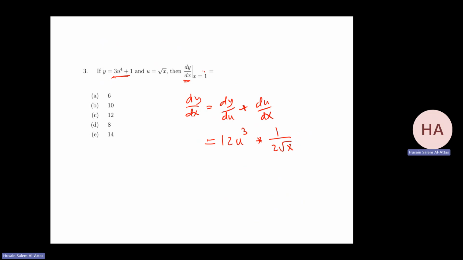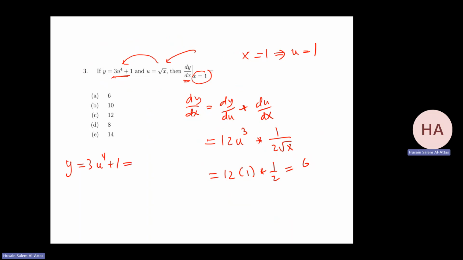So x equals 1. That implies, substituting here, u equals 1. So I have everything now: 12 times 1 times 1 over 2, which is 6. This is one way. Another way, I can substitute this quickly. So I have y is 3u to the power 4 plus 1. It means I can write y in terms of x.